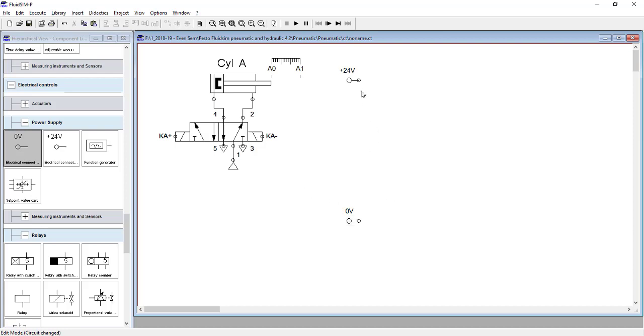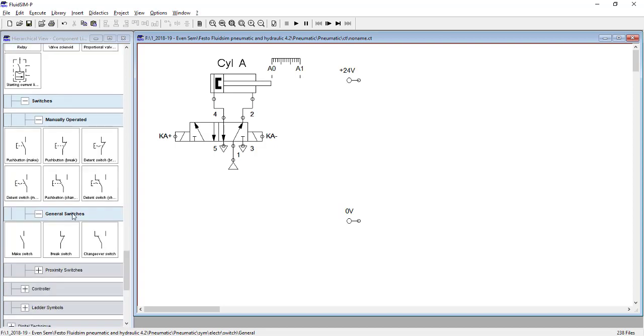Now see, I will just show you a simple circuit. I won't show you the latching circuit. The latching circuit will be explained in the next lecture. Right now, see, what should happen when the A0 sensor is sensed? The piston should move forward.